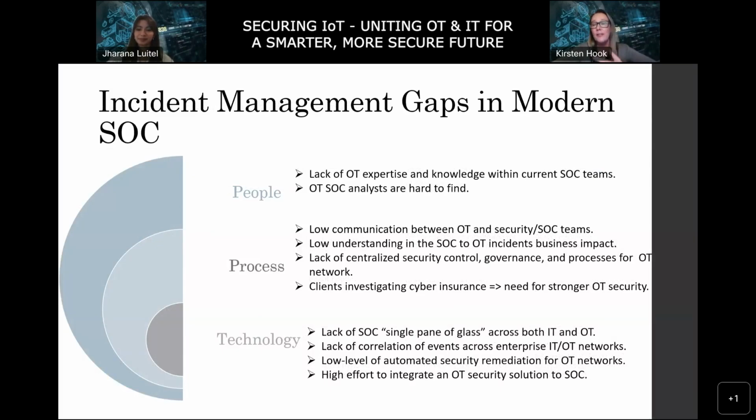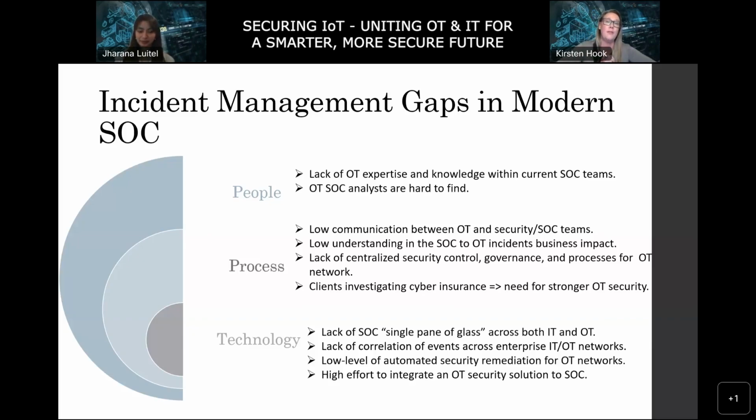So people: there's a lack of OT expertise and knowledge within current SOC teams. This is absolutely true. I find when you're on the OT side, it's not hard to talk technically to OT folks, but when you talk to IT folks about programming PLCs, you lose them really quickly. So we have to find better ways of bridging that gap, educating the analysts to understand what they're looking at. And OT SOC analysts are hard to find. I was going to say, I think I know two in the world. So yeah, they're very hard to find.